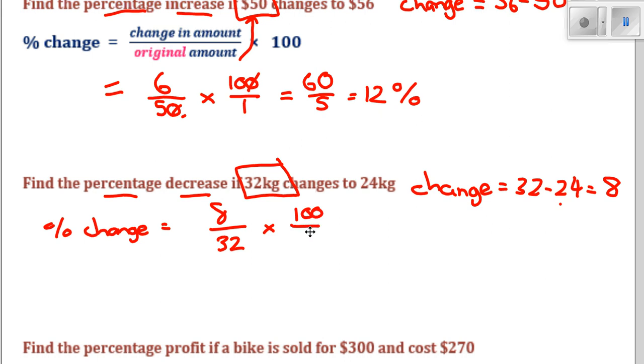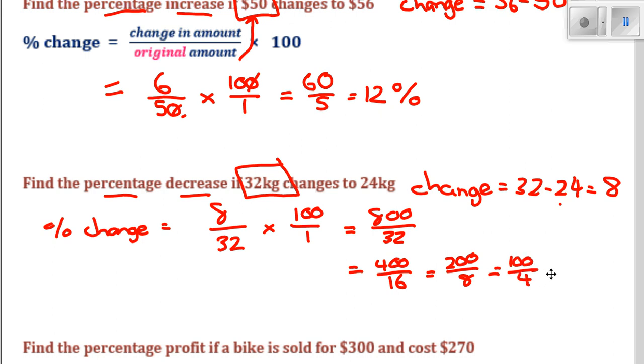We can cancel down here, so we can divide the top and bottom by 2, or you could just do it like this. 8 times 100 is 800 over 32 times 1. Does this simplify? Yes, it does. Divide by 2, you'll get 400 over 16. Divide by 2 again, you'll get 200 over 8. Divide by 2 again, you'll get 100 over 4.